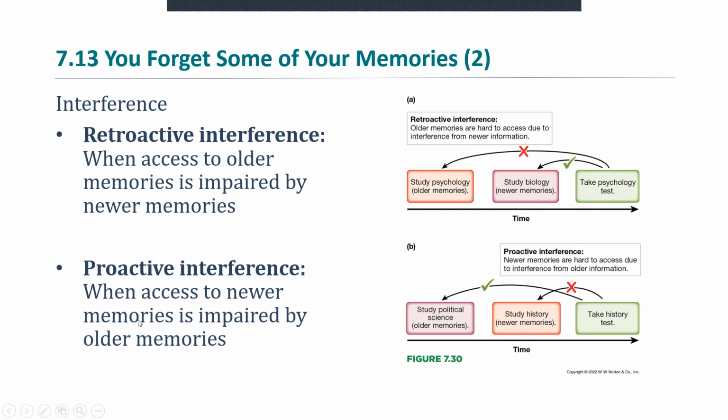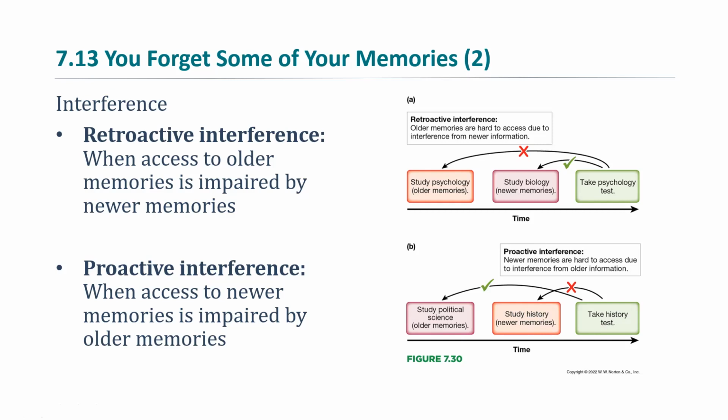It can also happen the other direction, proactive interference, when access to newer memories is impaired by older memories. So you study political science, and then you study history, you take a history test, but the political science that you originally learned is interfering with your history studying. Let me give you some examples, that maybe makes some more sense.